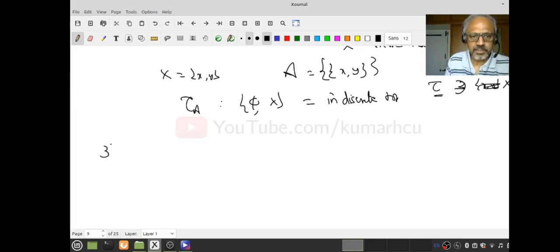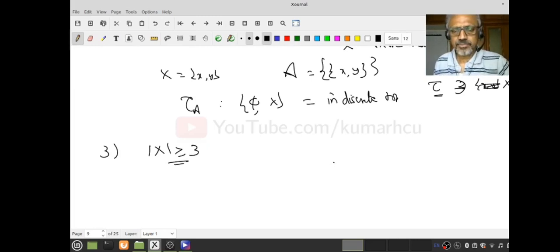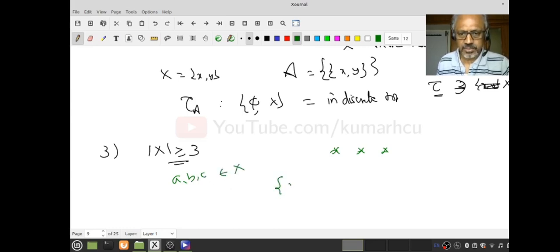Okay. Now let's look at a third case where the number of elements is greater than or equal to 3. Now something interesting happens. How many of you can immediately see that? So I have at least 3 elements, right? Any 2 elements should be open. So let us look at A, B, C. There may be more elements. Take some 3 distinct elements in X. Then this must be in tau A, and this must also be in tau A.